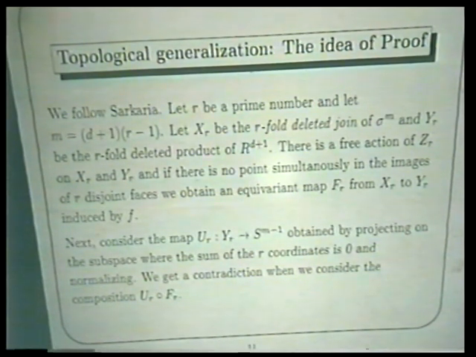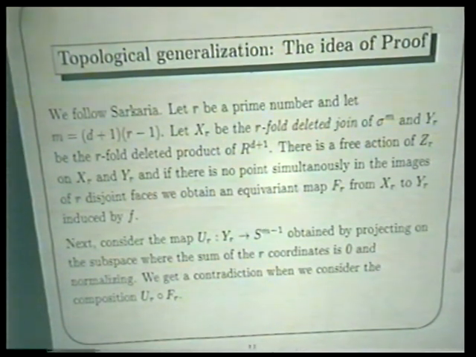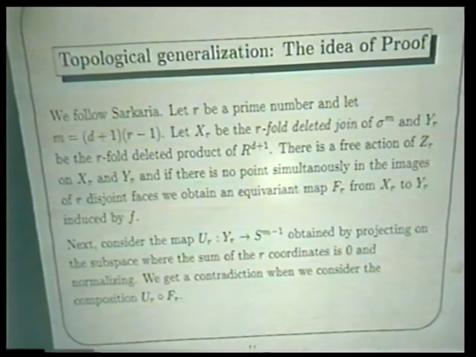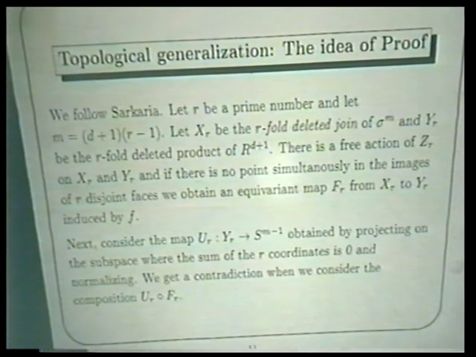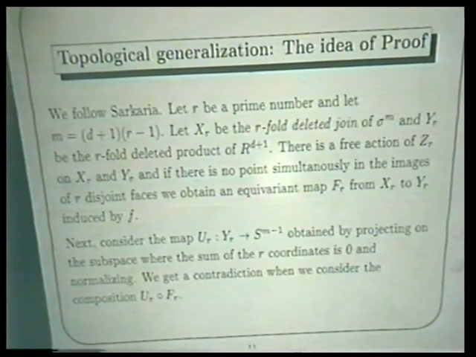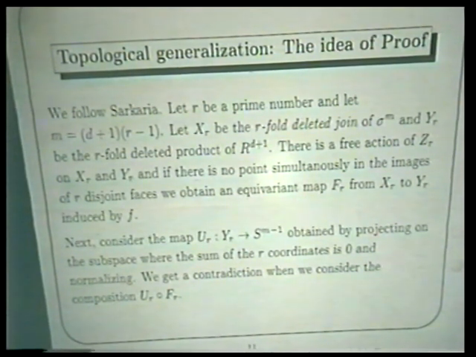And then there is a free action of Z_r, the cyclic group of r elements, on both X_r and Y_r. And if there is no point which is simultaneously in the images of r disjoint faces, we can obtain an equivariant map, f_r, from X_r to Y_r, induced by the original function f. The reason this map is defined, the reason we can delete the diagonal, is because we assume that the theorem is not true. So we don't need the diagonal.